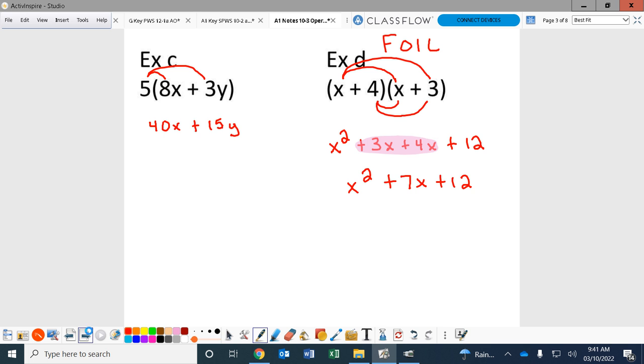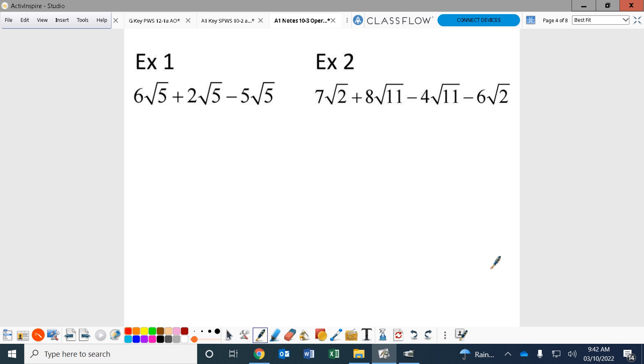Okay, here we go. So we're going to do the exact same thing, but instead of having an x or a variable of any kind, we're going to have a radical. But the concept is the same. If they have the same radical, you can put them together. So what's true about all these is they all have a square root of 5, which means they are all like terms. So you're going to do it just like you did when there was an x there.